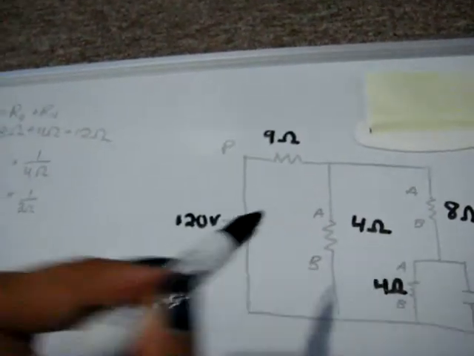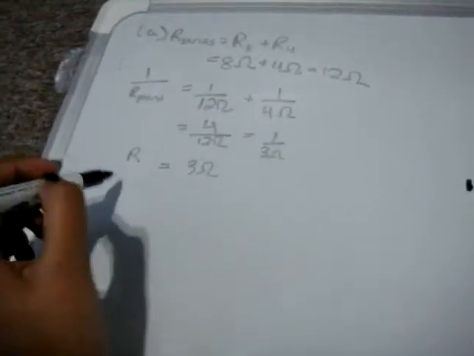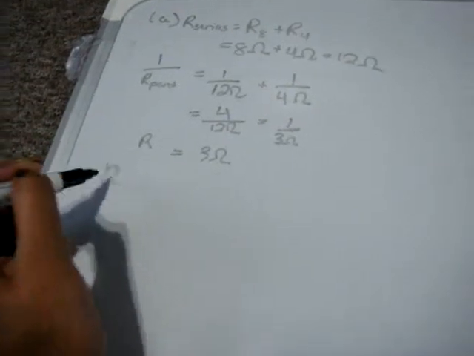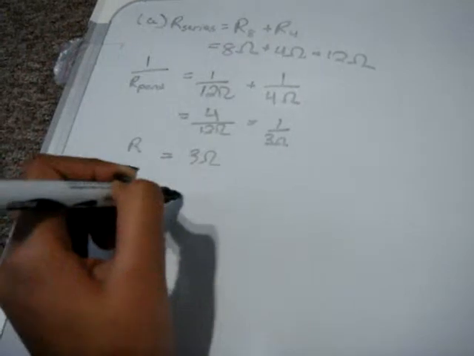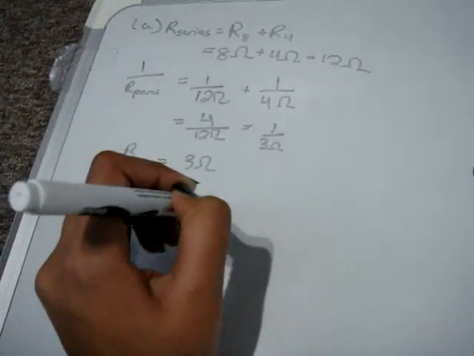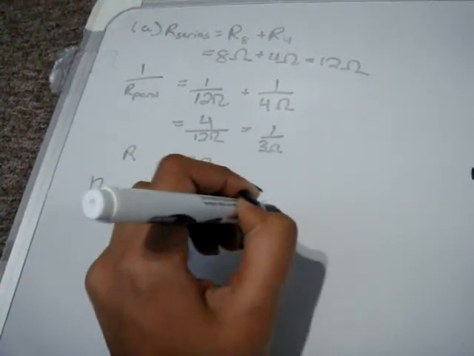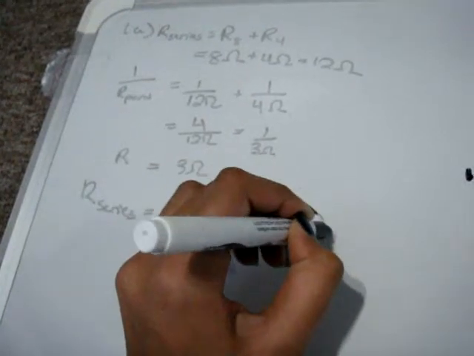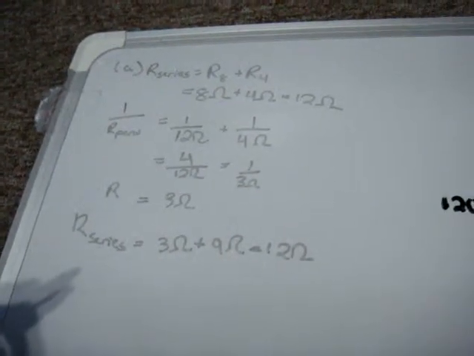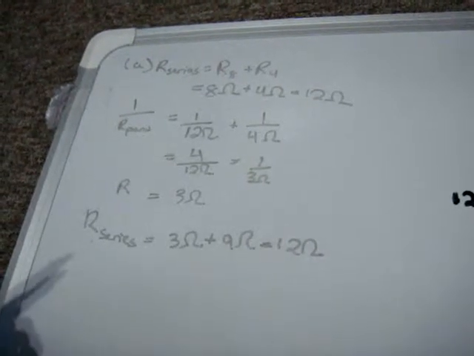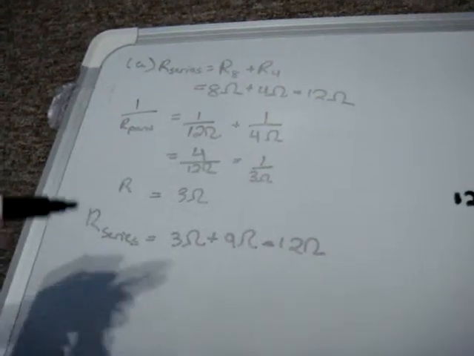Okay, and again, now we have this one, and all of this added together, plus that one, they're going to be in series. So again, for series, you simply have to add them. So our series total would equal the 3 ohms from here plus the 9 ohms, which equals 12 ohms. Okay, so this is the total number of ohms for the entire circuit.